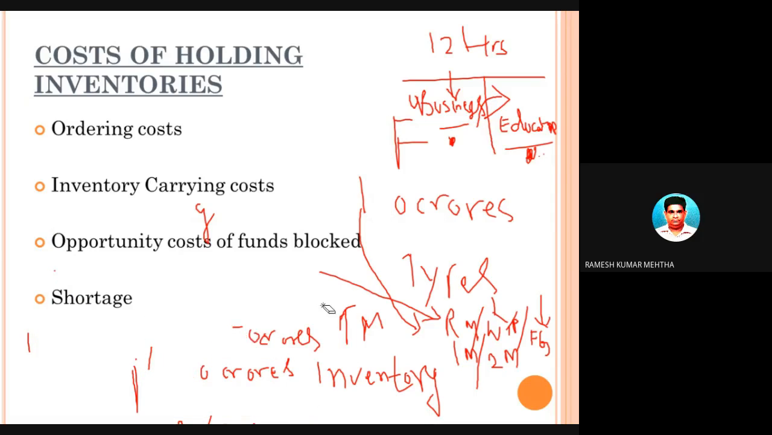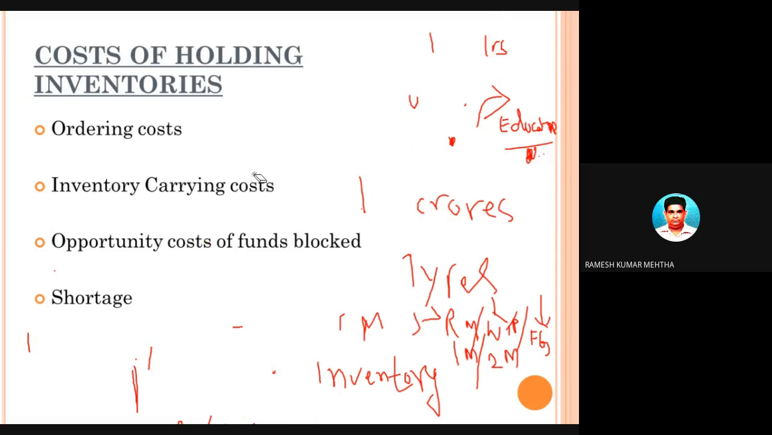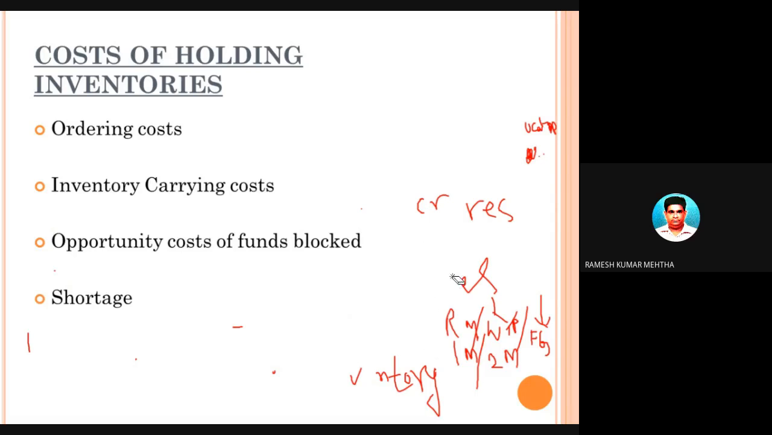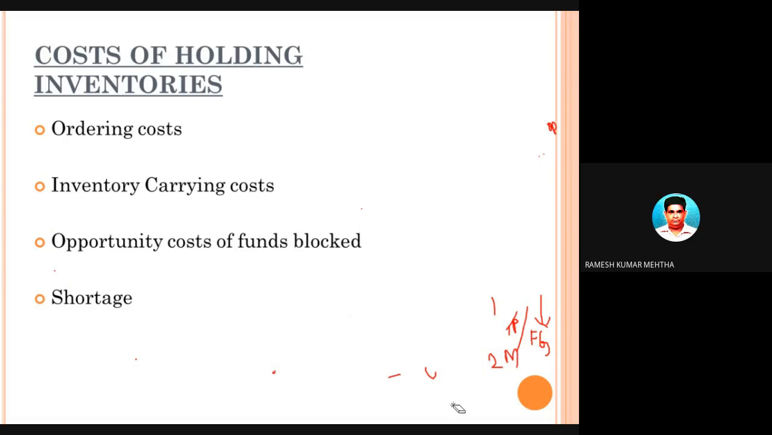So next one is shortage. Now what do you mean by shortage? For example, if you go to a big showroom of Tata Motors or Hyundai, what are you observing? You are observing that in the showroom there are cars. There are a few cars for demo purposes, like Model 1, Model 2, Model 3, four cars.